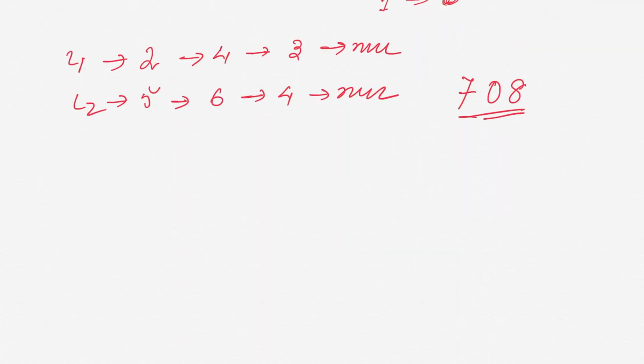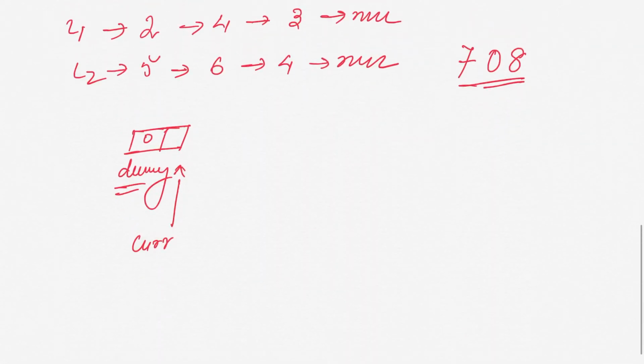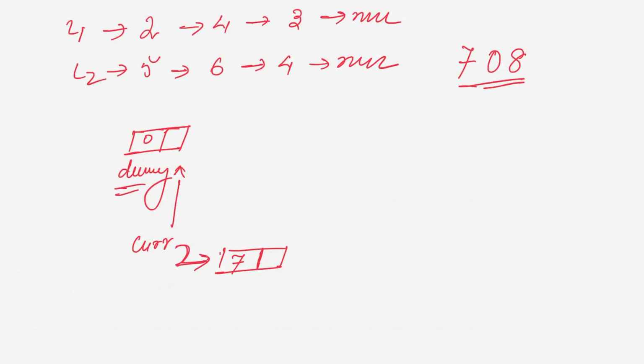To solve this problem, we need to create one node, and this is the dummy node. Then create one current node which is initialized to point to the dummy node. When you add 5 plus 2, this is the sum node, and current dot next points to it. Once you have pointed to the next, move current equal to current dot next.